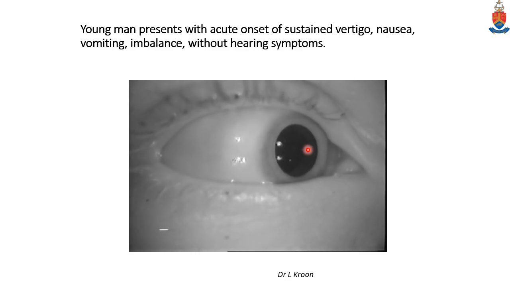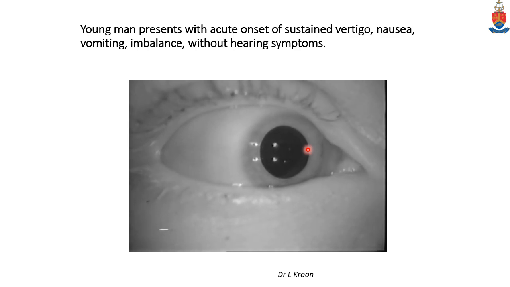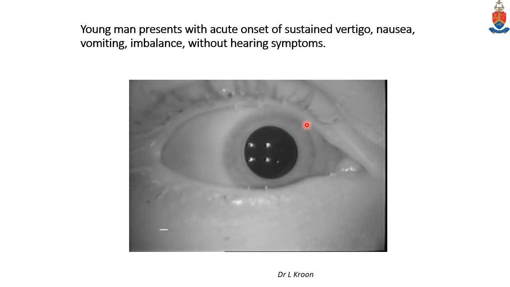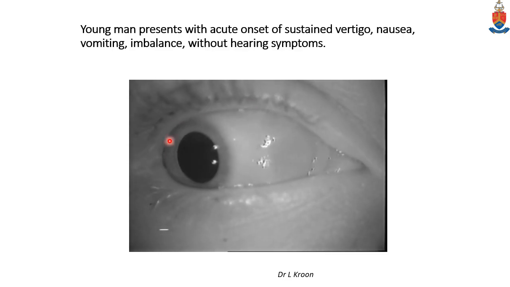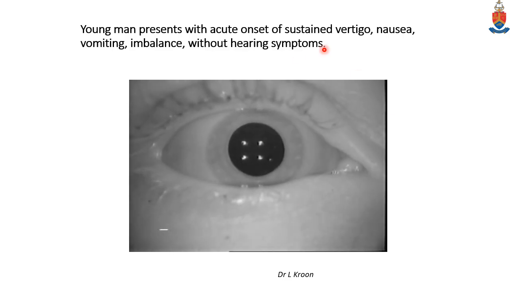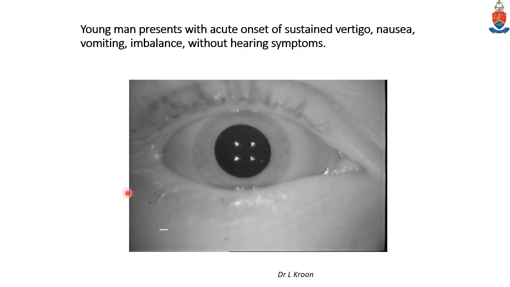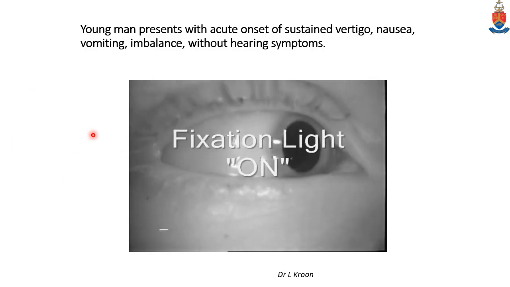And this is called Alexander's law, and that's typical of a peripheral process. So in other words, something affecting the vestibular portion of the vestibulocochlear nerve. So the nystagmus gets worse looking in one direction, typically away from the affected ear, but it gets better when it looks towards the affected ear.